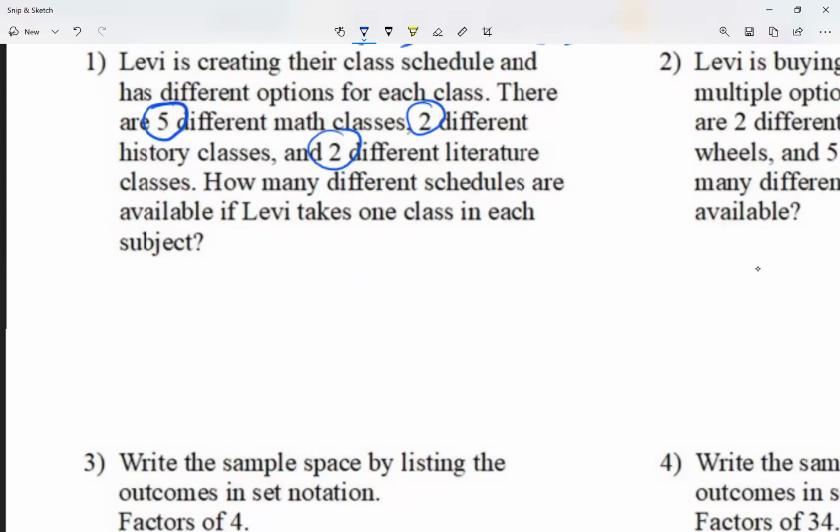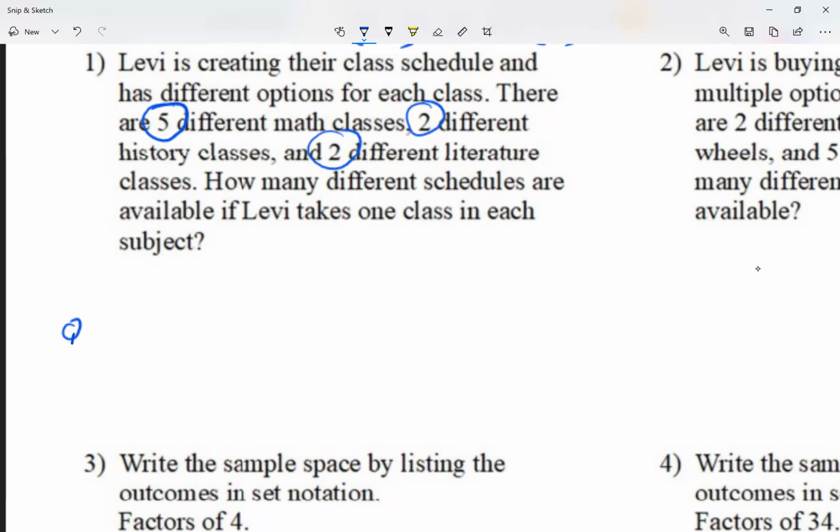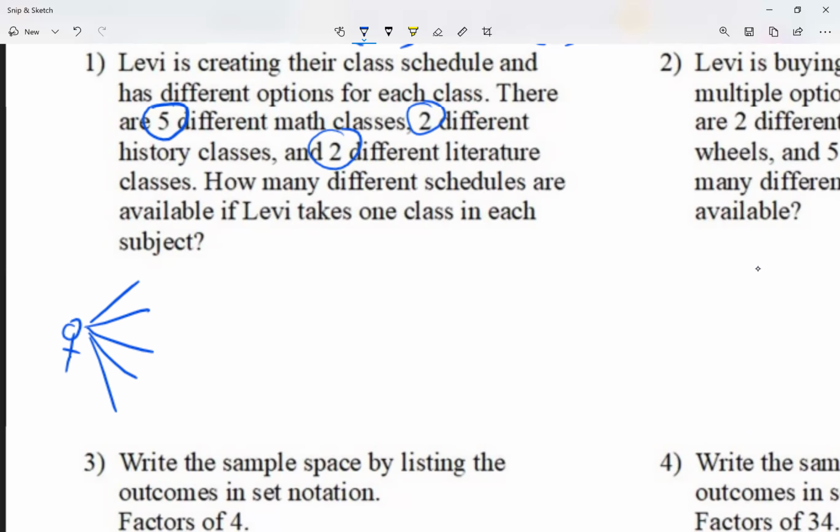So Levi has three choices, either math, history, or literature class, and for each of those she has a different amount of choices. We can do the tree diagram starting with Levi and break out the five math classes. Each of these has two choices, and once we open it up, it has two more choices. Or we can just see, because at the end, we're just interested in how many different schedules there are. So at the end of the day, what I'm going to do is, okay, math class.